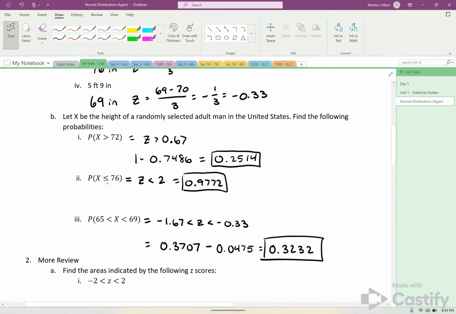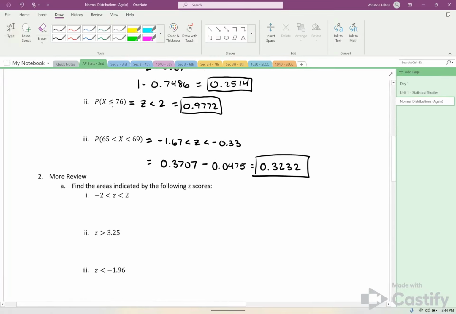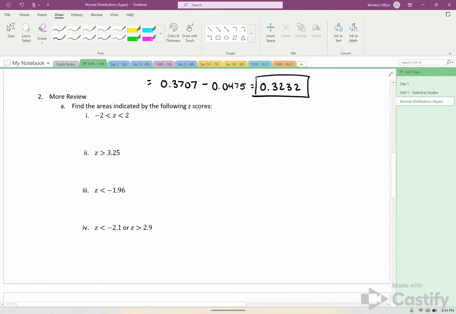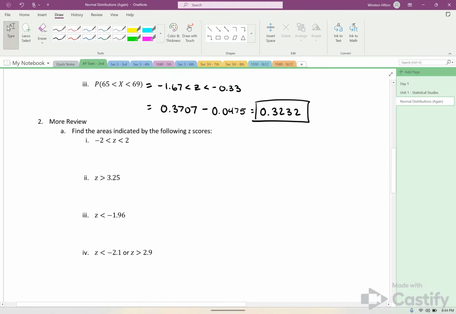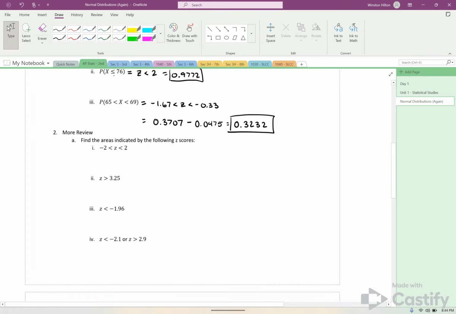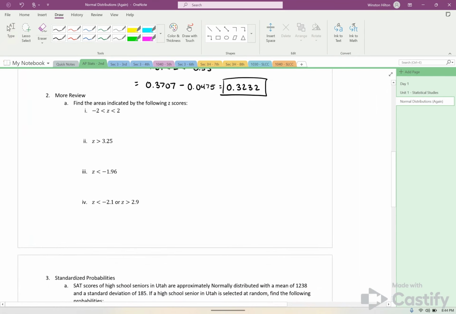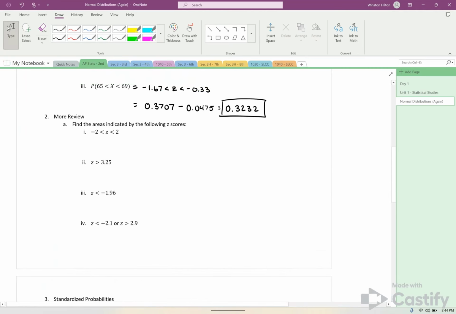All right, great. So here is some more review that I would welcome you trying on your own, finding these areas. Just the probability z is between negative 2 and 2, to the right of 3.25, etc. I'm going to skip going over those, but you are welcome to try that on your own. I think it would be great practice.